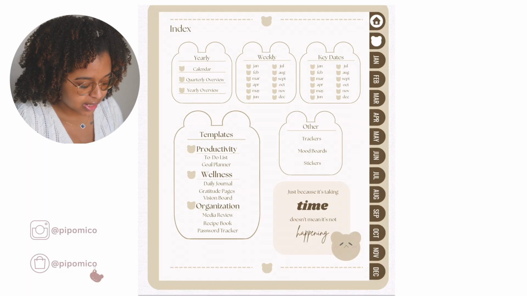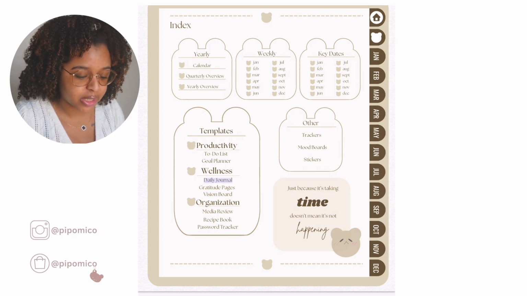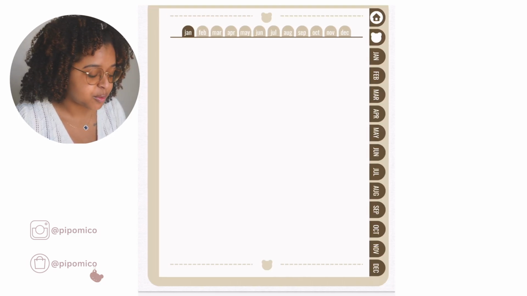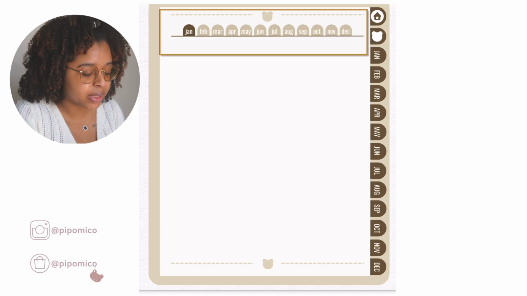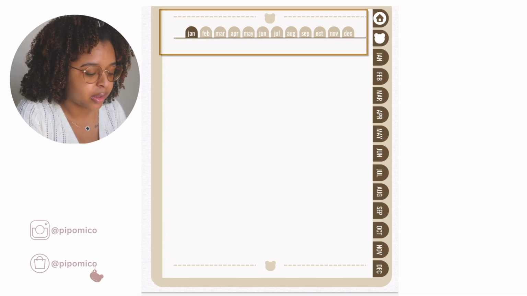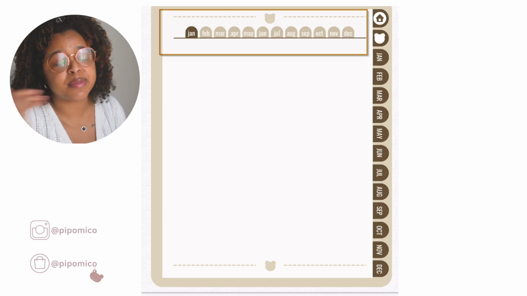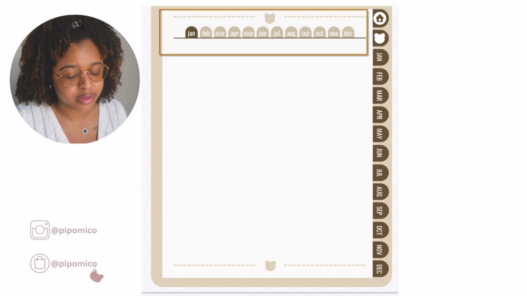Going to the wellness section, I do have a portion for your daily journaling. I have just regular blank spaces for you to use. The months at the top are hyperlinked, so you can go January, February, March, and you don't have to keep scrolling back and forth to get to the month that you're in.